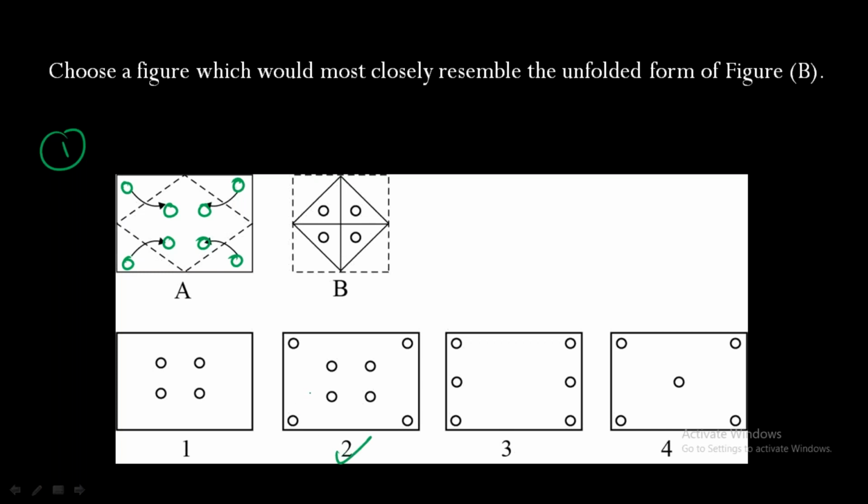You just see when you unfold it. When you unfold figure B, this one will go to this side, this one will go to this side, this one will go to this side. In the center, already those four dots are there. You punched four dots, and those four dots will come to the corners when you unfold.